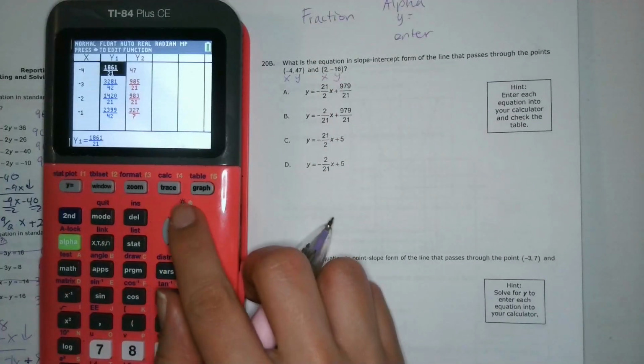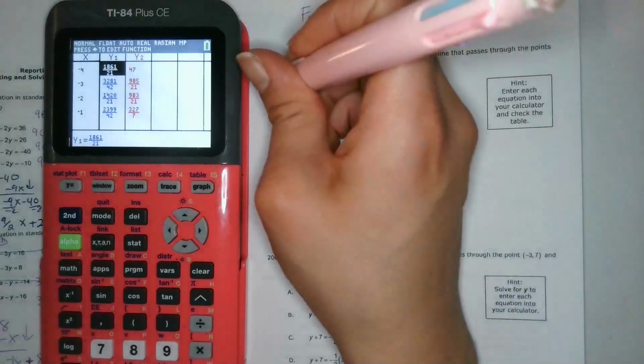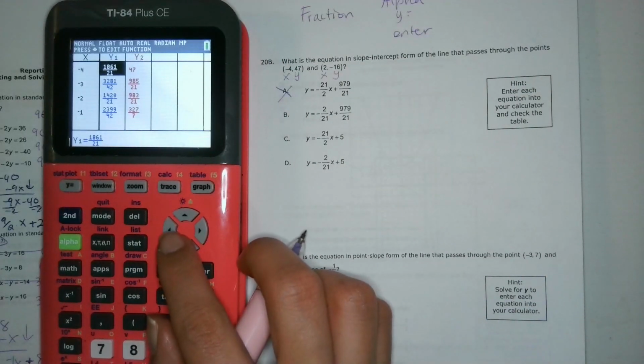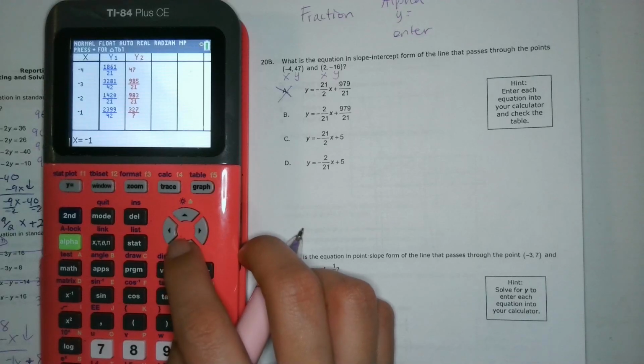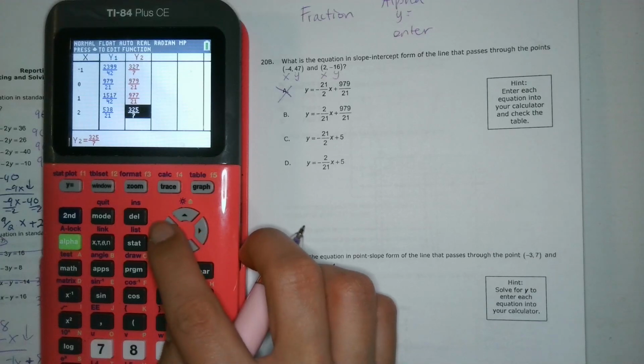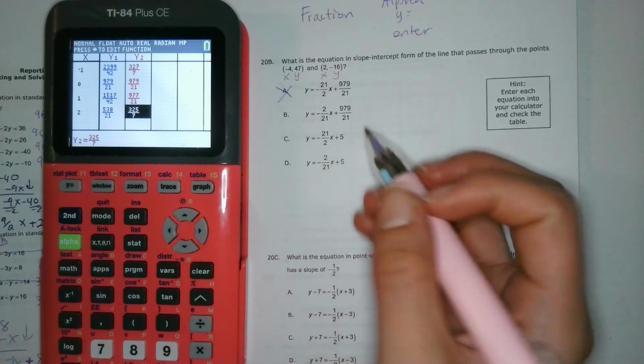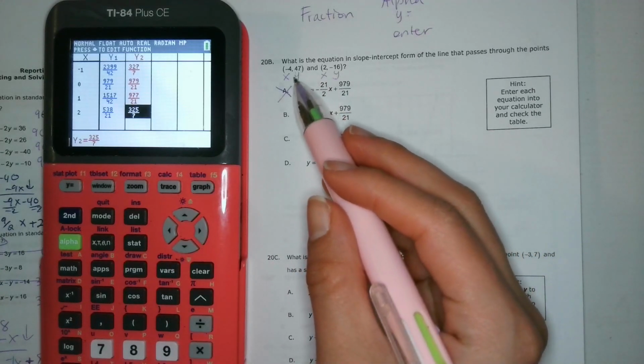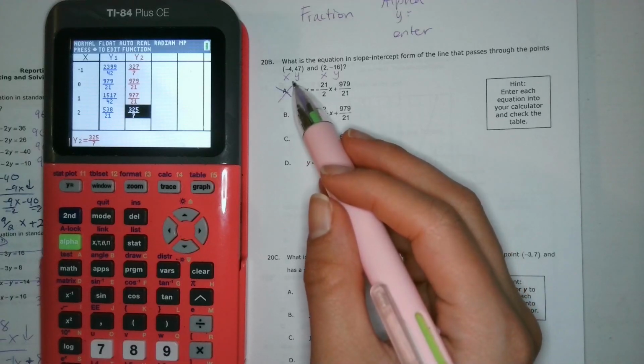And so far, A is trash. Answer A is trash. Now, let's double check 2, because you can't trust star. So go all the way down where x is equal to 2. And I got a weird looking fraction for both of them. So even though it looked promising, B did have my first answer.